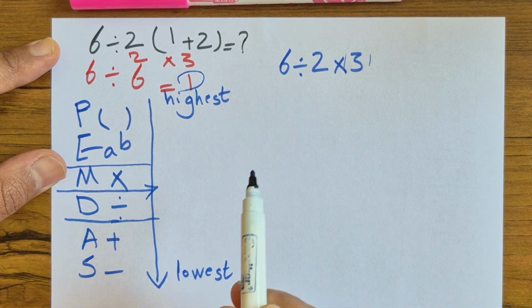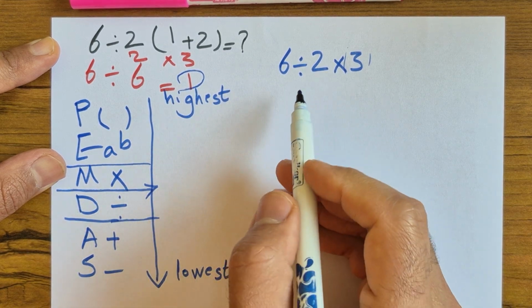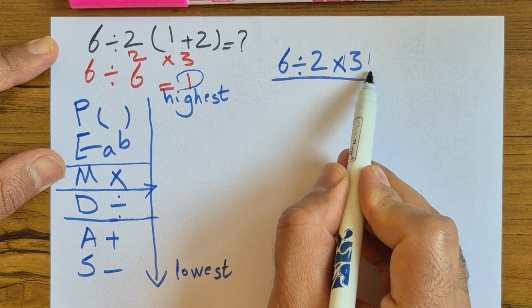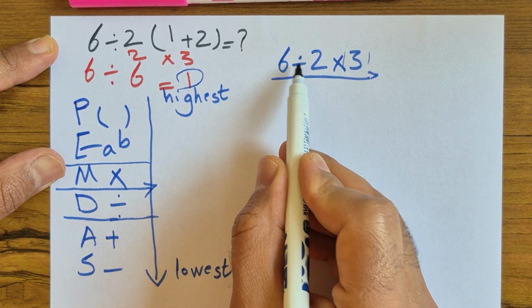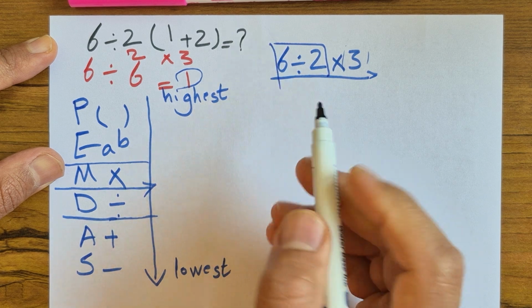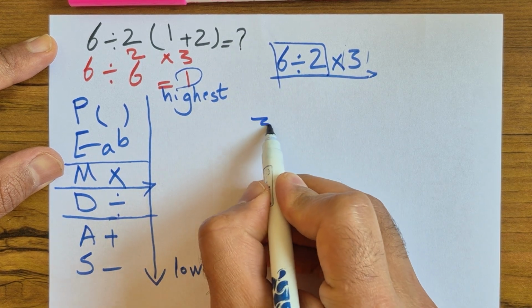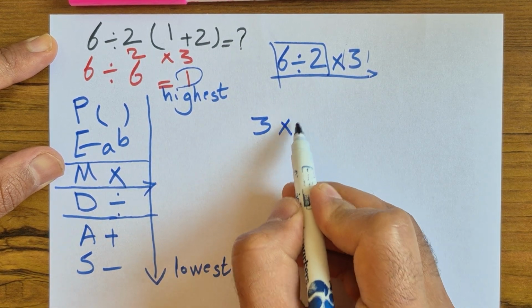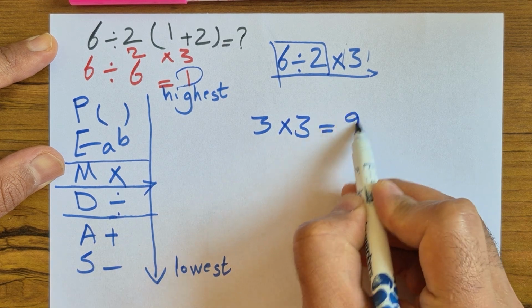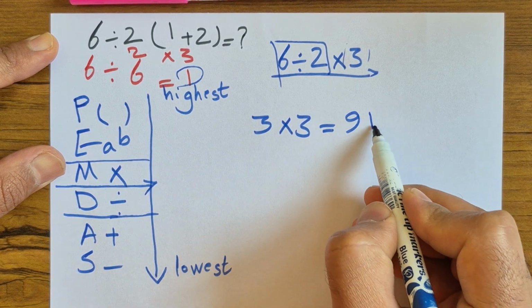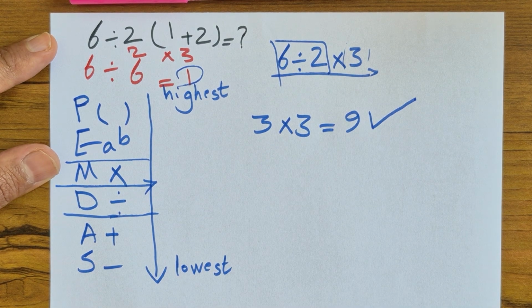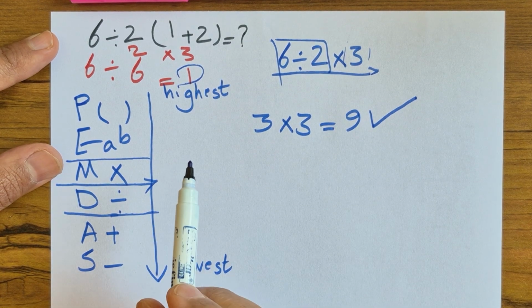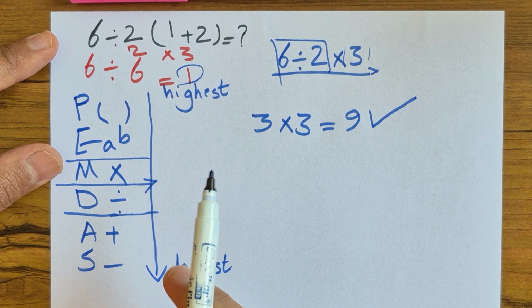So according to PEMDAS, MD or DM does not matter. Go from left to right, whichever you see at first. So 6 divided by 2, we should do this part at first. 6 divided by 2 gives us 3, and then we have 3 times 3, which is 9. And that's the only correct answer. And a lot of people fell for this trap. Did you also fall for this trap?